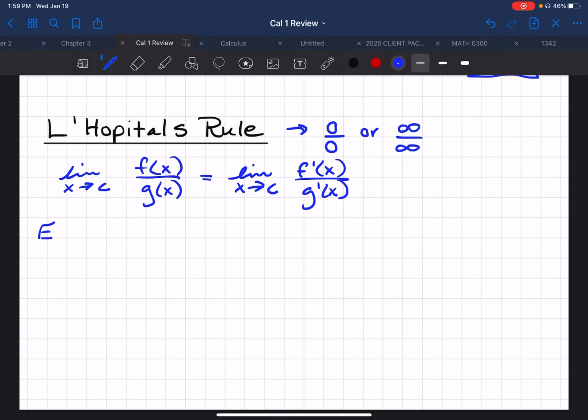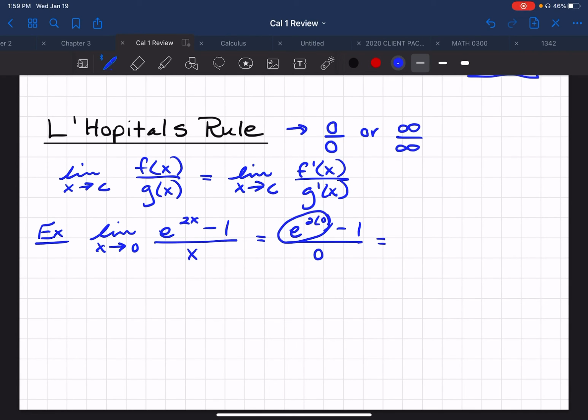So let's look at the limit as x approaches 0 of e to the 2x minus 1 over x. If I plug 0 in, just straight substitution, I get e to the 2 times 0 minus 1 over 0. This is going to be e to the 0, which is just 1, so 1 minus 1 gives me 0 over 0. So that's when I know I can use L'Hopital's.